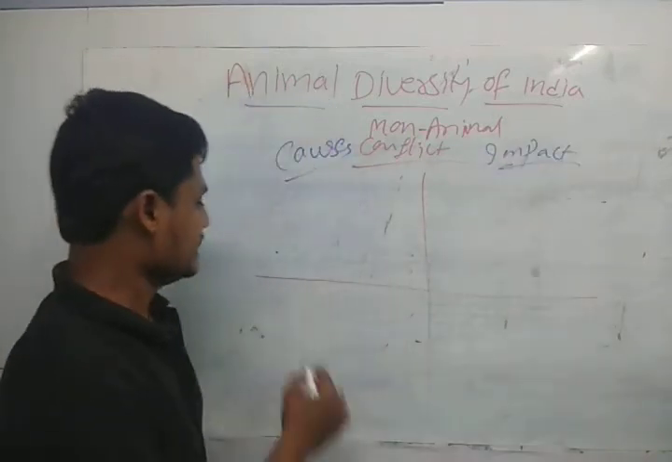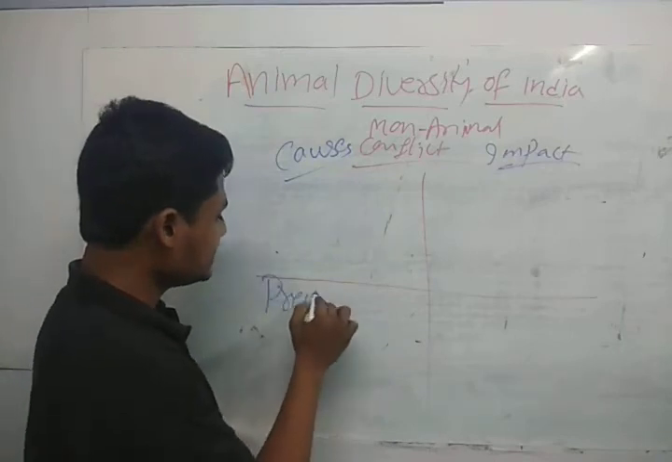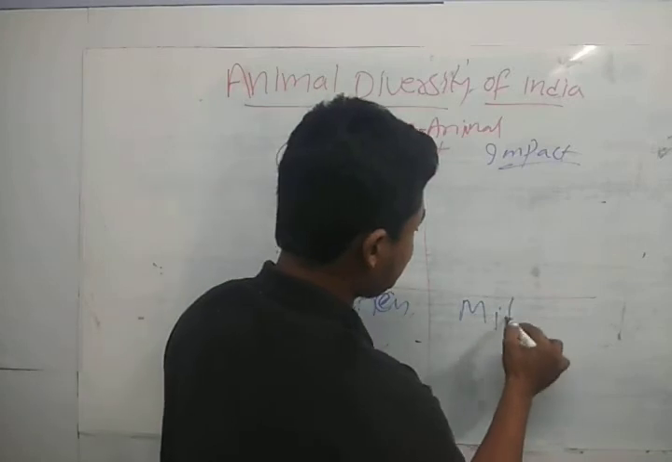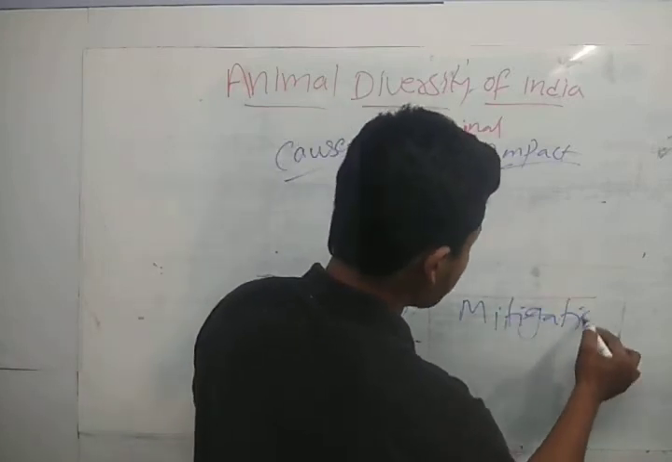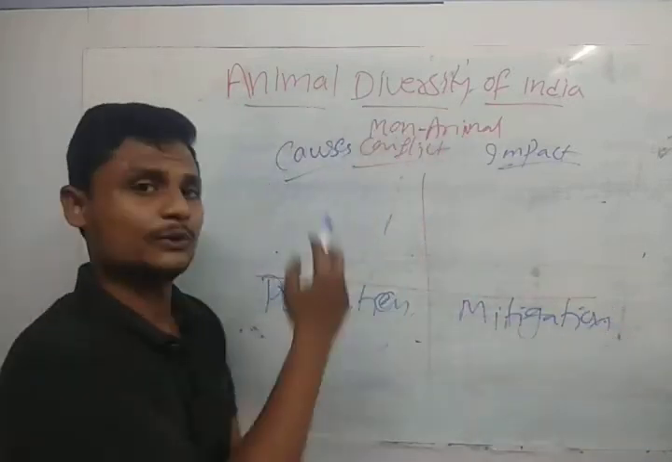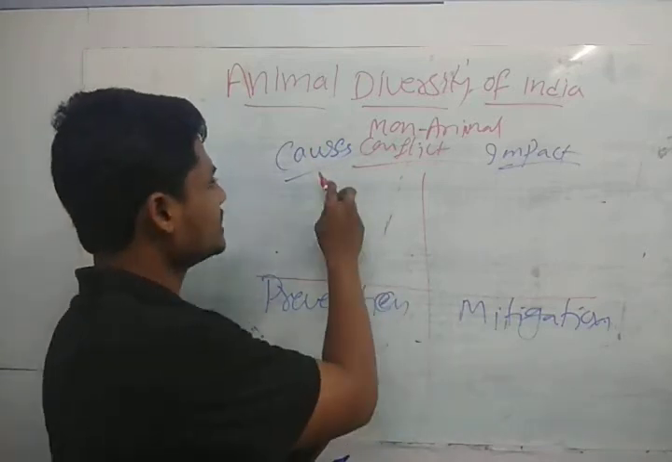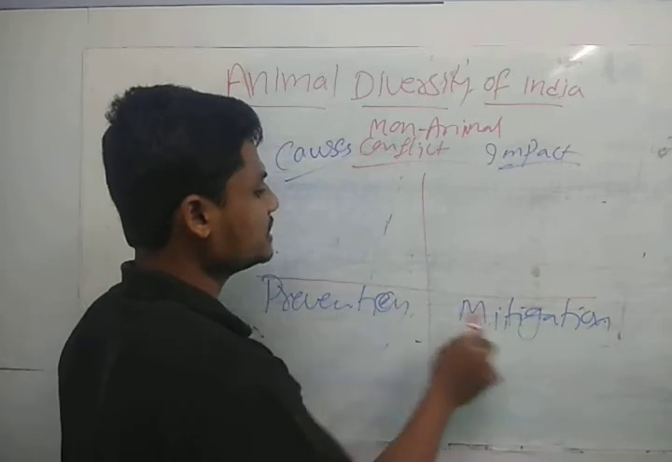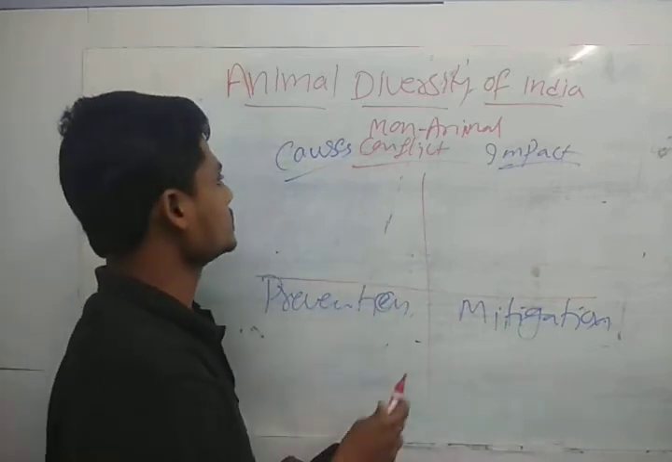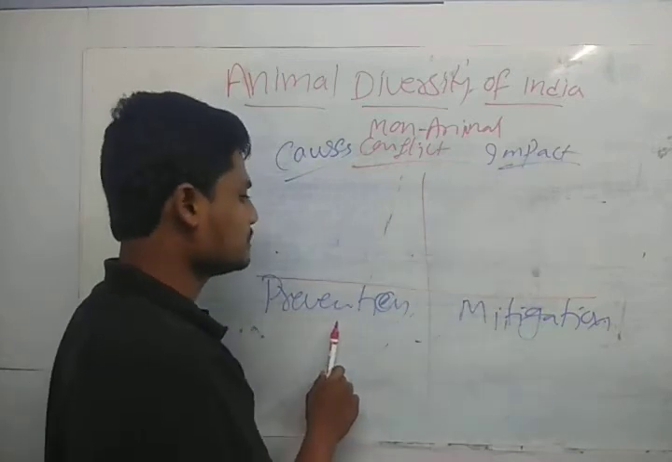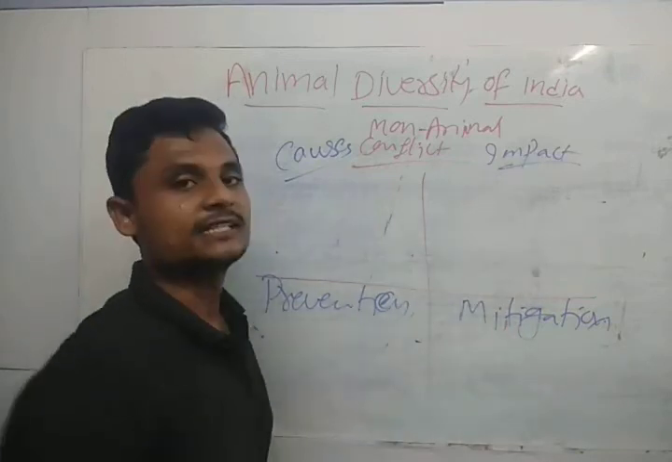Causes, impact, prevention strategies and mitigation strategies. Okay, guys, this is the way we need to analyze any issue. This is a pattern we need to follow to analyze any issue: what are its causes, impact, prevention, and mitigation. For example, we have soil pollution. So what are the causes of soil pollution? What is its impact? What are its prevention measures and what are its mitigation measures?